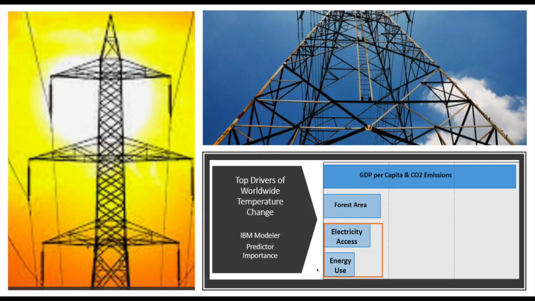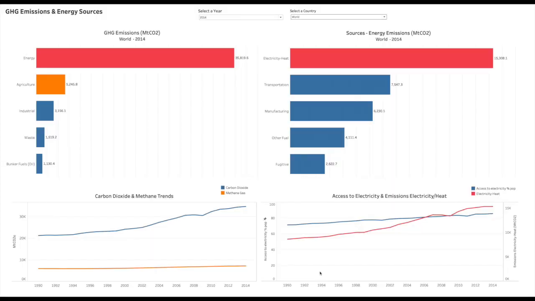The top drivers of temperature change predicted by IBM Modeler included electricity and energy use. These together, taken in combination, are larger than forest area, which we're going to get to in just a minute. But for now, let's focus on energy and electricity. Worldview, energy is a dominant source of greenhouse gas emissions, as shown to the left. Energy serves a vital role in developing countries in providing electricity and heat, transportation, and manufacturing.